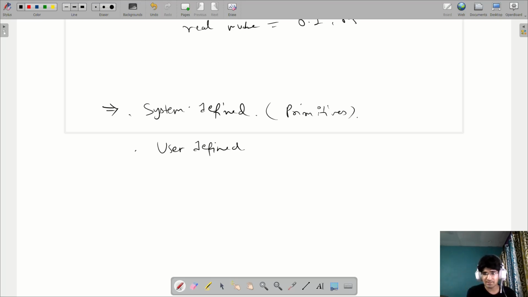So the number of bits allocated for each primitive data type totally depends on certain factors. It depends on the programming language, the operating system, and your compiler.